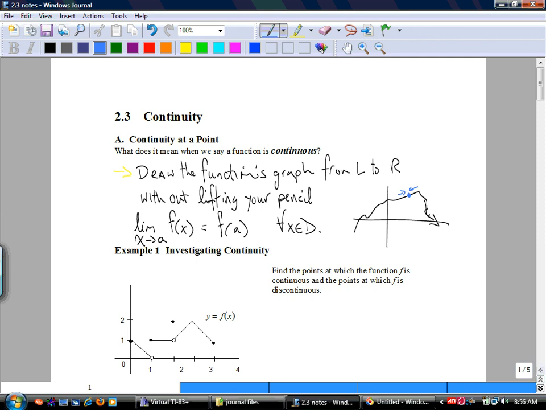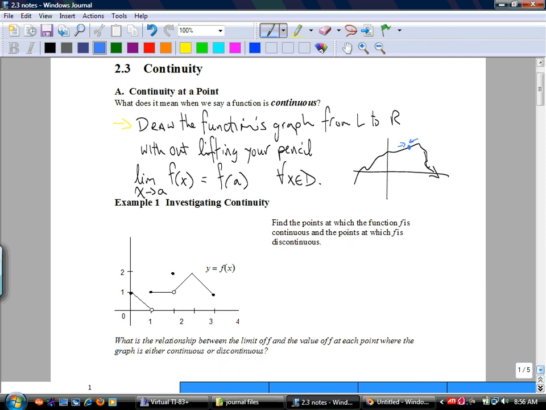Okay, so find the points where the function is discontinuous. Where is the function not continuous on the graph below? It's discontinuous at x equals 1 and x equals 2. Find the points where the function is continuous. Well, where's the function continuous? It's continuous on the interval.